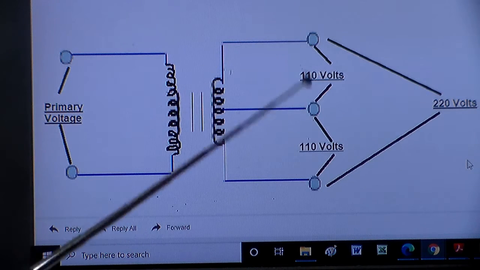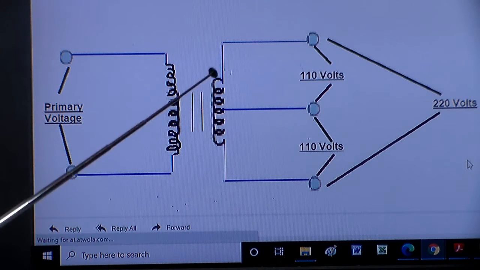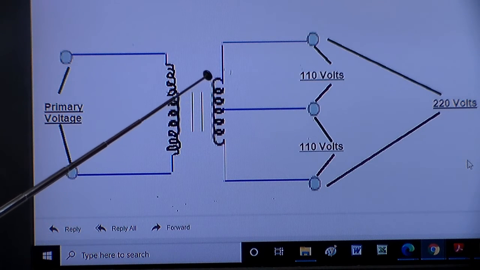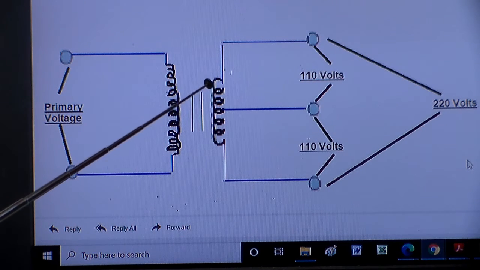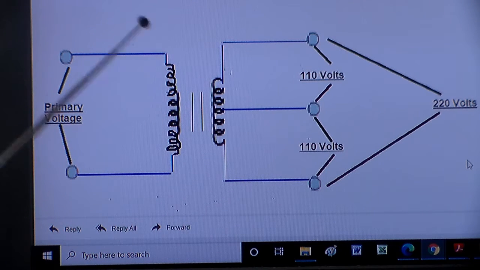Now, you could put your light bulb across 220. It probably wouldn't last too long, but they could make them, and they did. They used to make 220 volt light bulbs. So, just real quick, if you notice, there's no actual electrical connection between these two. They actually work on the principle of the coil building up a magnetic field, discharging the field.